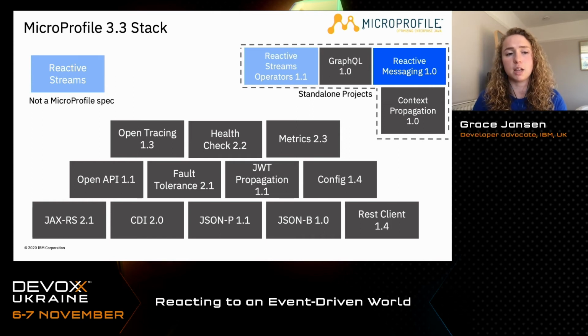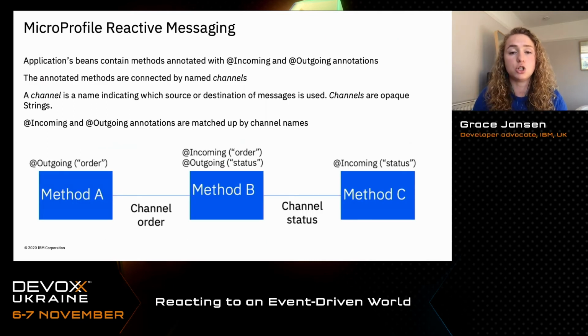This Reactive Messaging specification builds upon the Reactive Streams specification and the Reactive Streams Operators specification. Essentially what this enables us to do is to bring reactive behavior into our application by utilizing these annotations. MicroProfile works by annotating an application's beans that contain methods. We annotate those methods with either @Incoming or @Outgoing annotations. These @Incoming and @Outgoing annotations are matched up by something called channels, and a channel is essentially just an opaque string to match them up. Those channels can be internal or external. If it's an external channel, we call it a connector. That way we can connect into systems like Kafka.